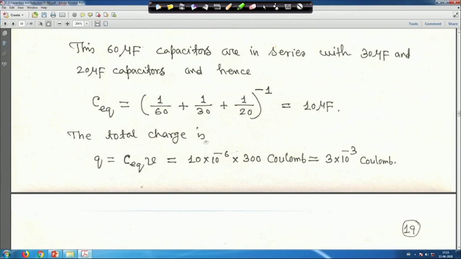Now, total charge Q is equal to CEQ into V, right, because this is CEQ and total charge Q will be CEQ into V. V is given 300 volt and it is 10 microfarad. So, 10 into 10 to the power minus 6 farad into 300, coulomb. So, 3 into 10 to the power minus 3 coulomb, that is Q, right, total charge.